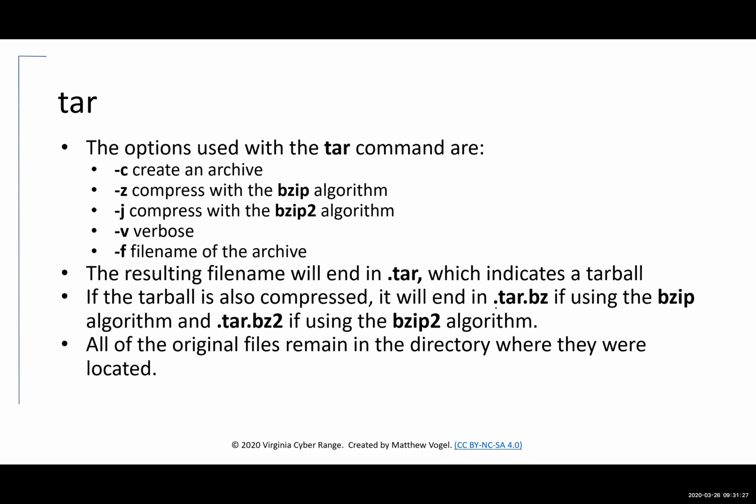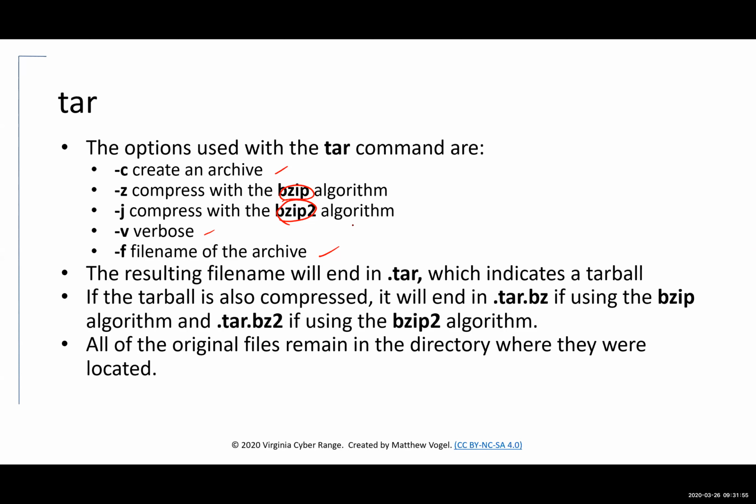Options used with the tar command include -c to create an archive, -z to compress with the bzip algorithm, -j to compress with the bzip2 algorithm, -v is verbose, so this will print information about what's going on to the terminal in case you want to get some more information about the execution of the tar command. And then -f is the file name of the archive.